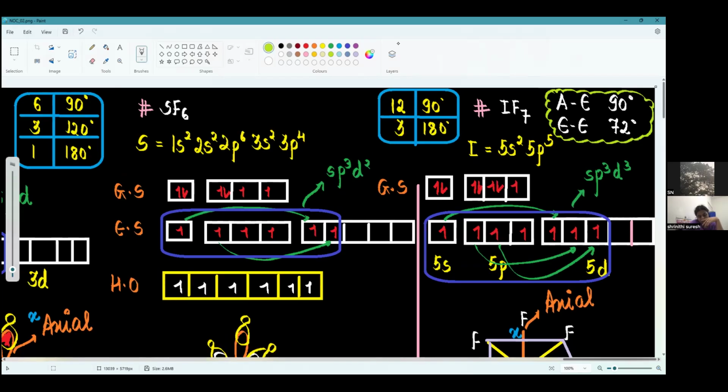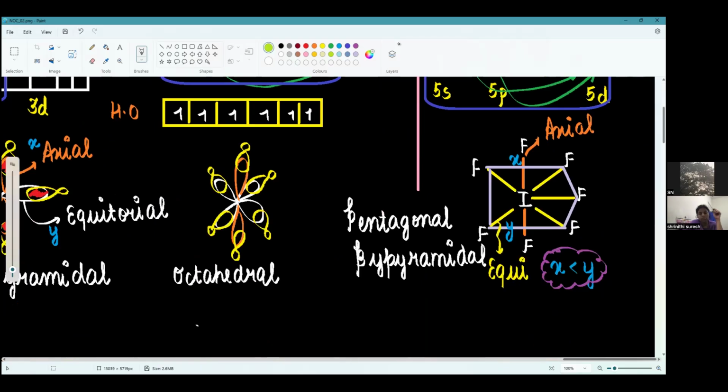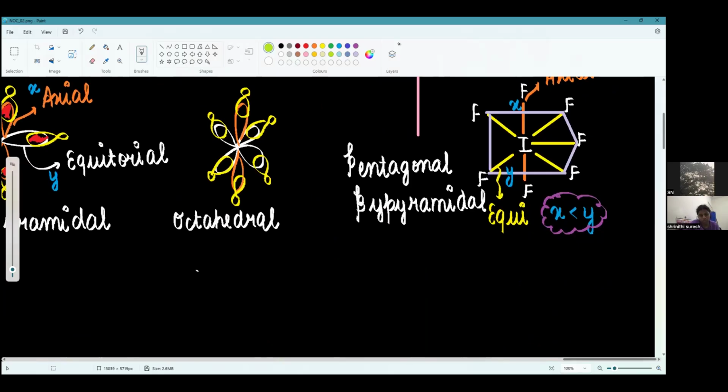Have you understood this entire hybridization? We did hybridization of sp, sp2, sp3, sp3d, sp3d2, and then the last we did was sp3d3. Got it? Yes, sir. Okay.